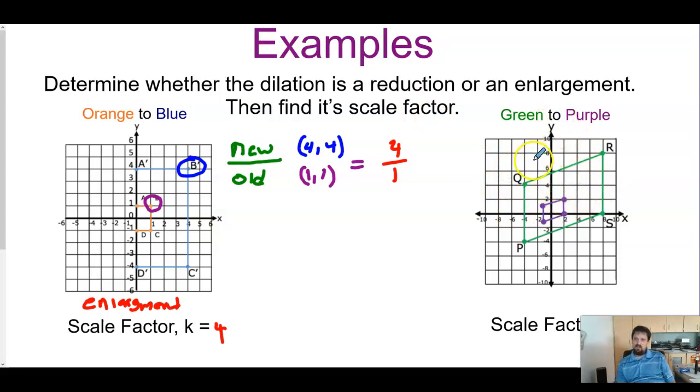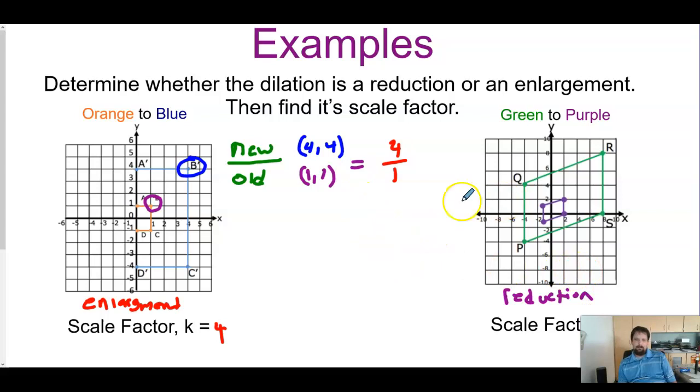So going from green to purple. This time my green is the original, or old, image, and it turns into the purple. So it's getting smaller, which is a reduction.